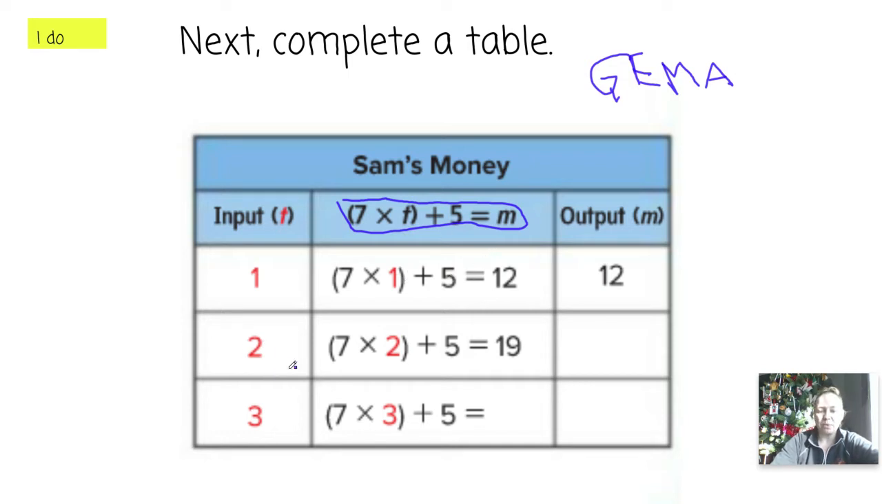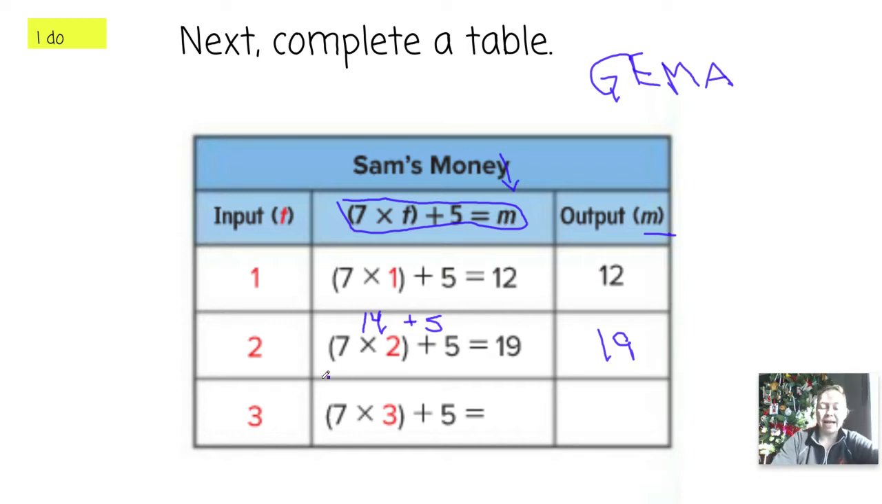Let's try this one. We're going to put the 2 in, which they did for us. So we know that we're going to do what's in parentheses first. So this would be 14 plus 5 equals 19. So the output here is 19 because m is our output, and in the equation, m is our output.